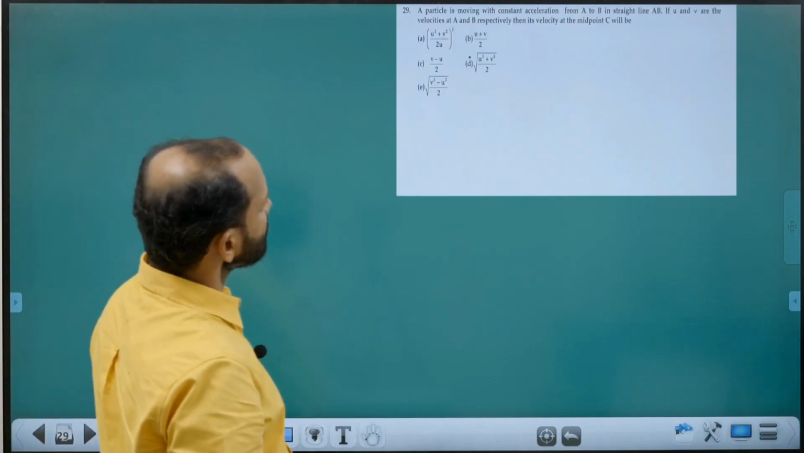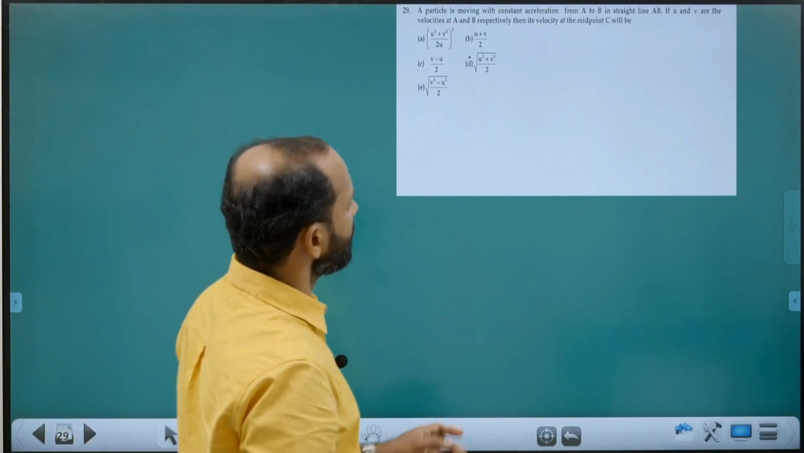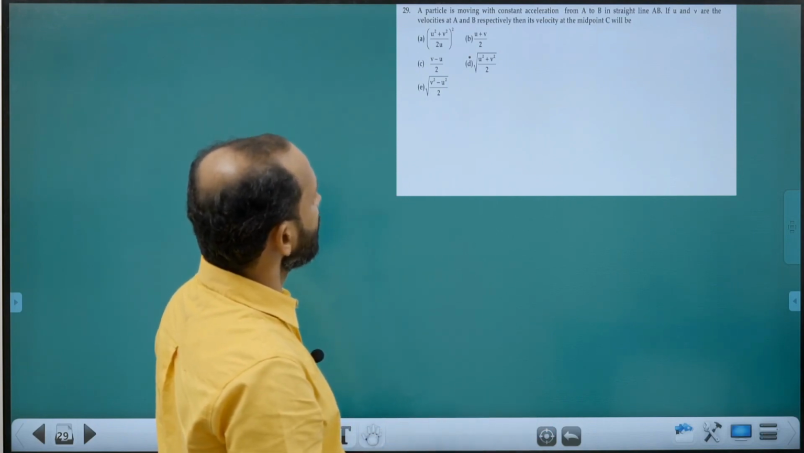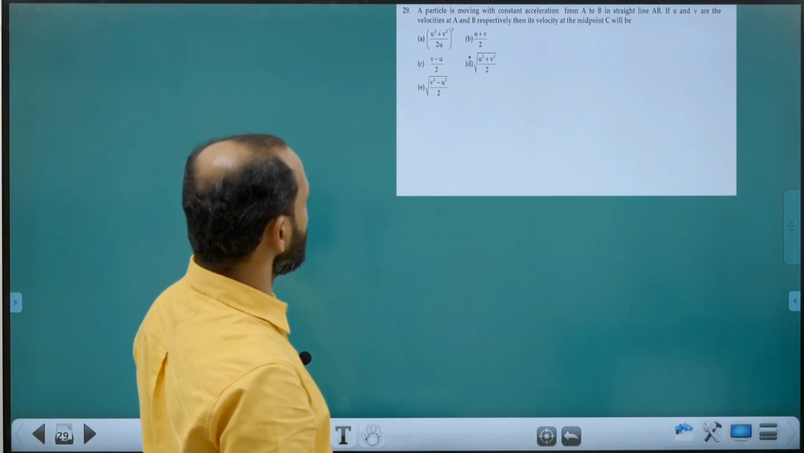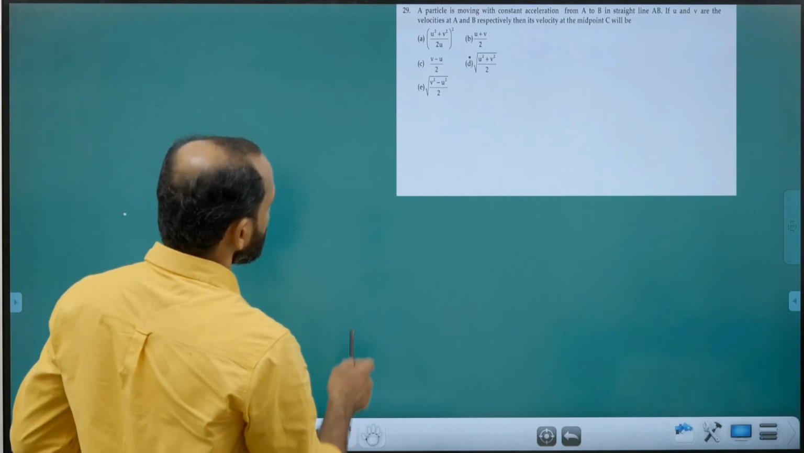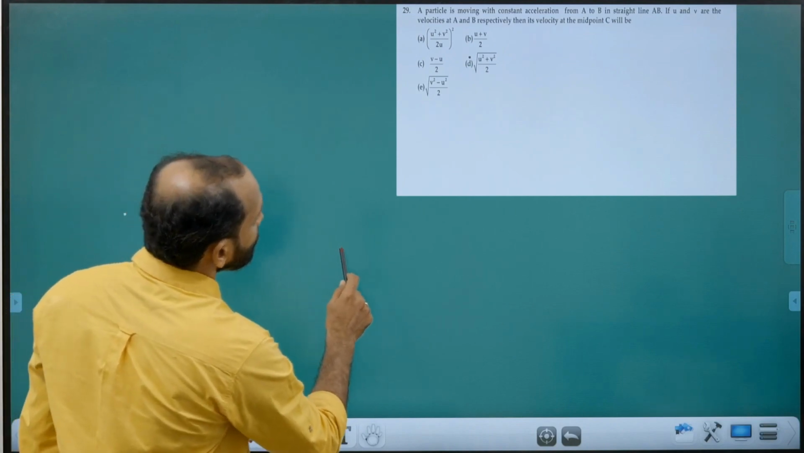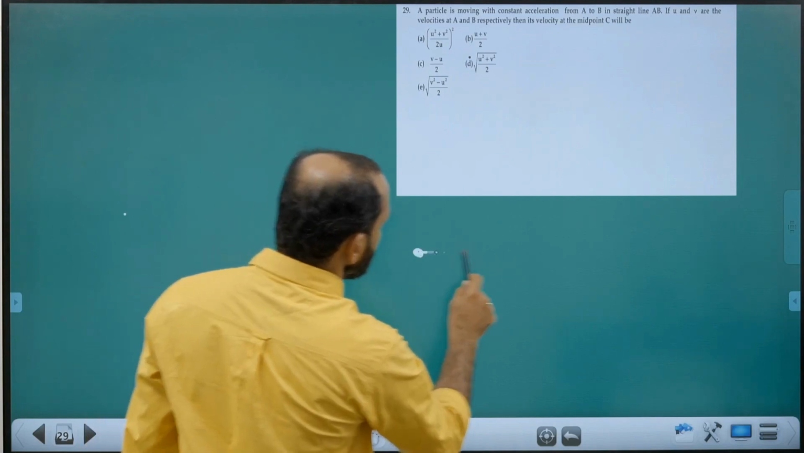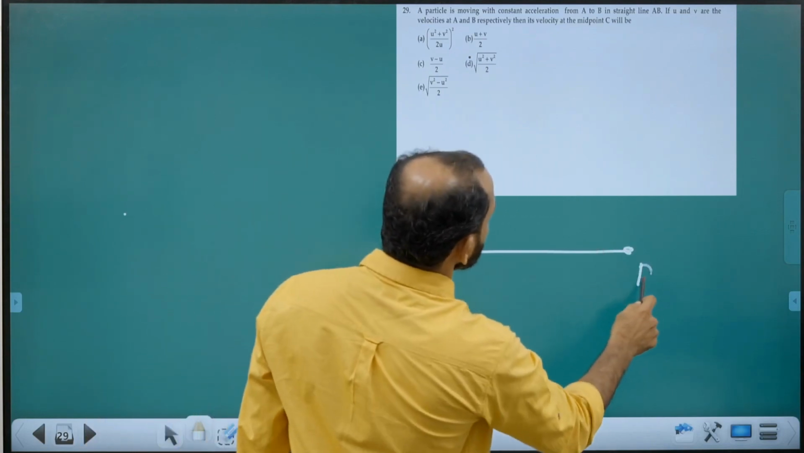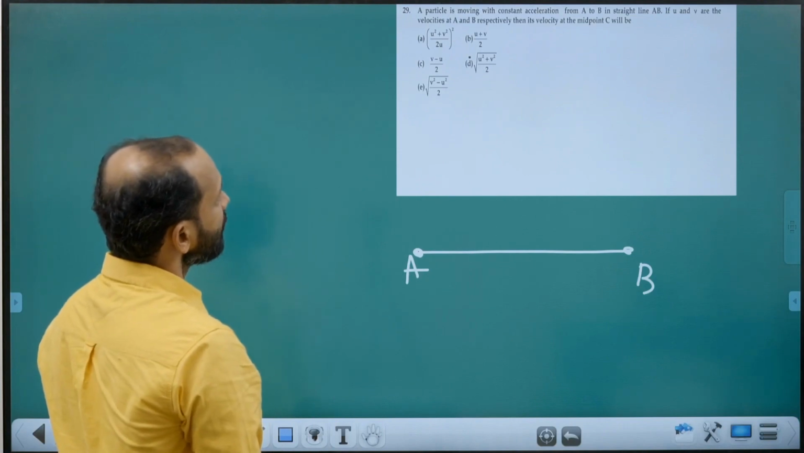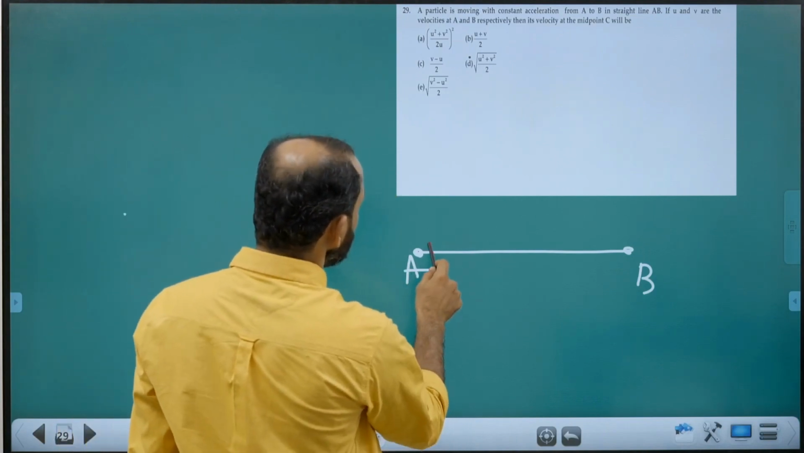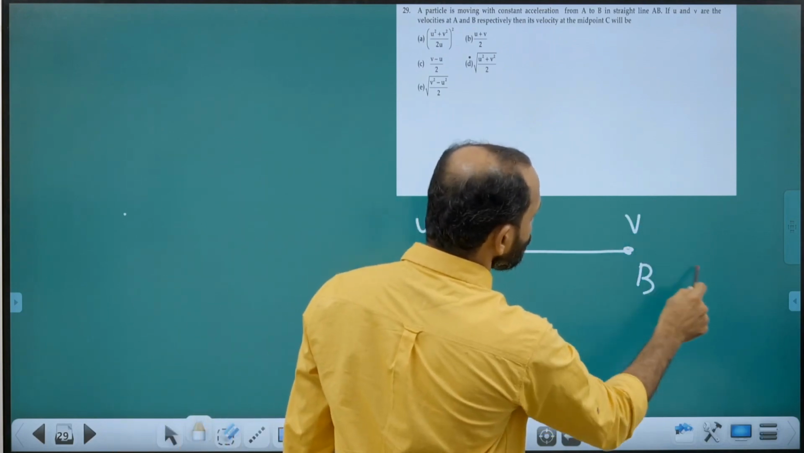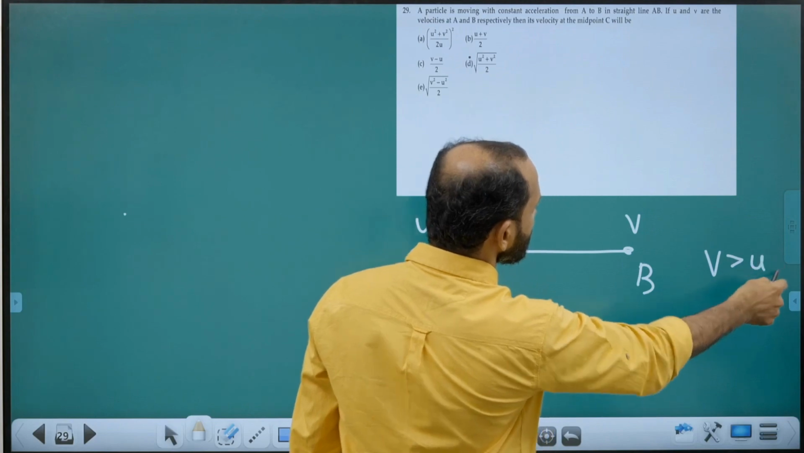29th one. A particle is moving with constant acceleration from A to B in a straight line. When U and V are the velocities at A and B respectively, what is the velocity at the midpoint? It's a very popular and conventional repeated question. Suppose a particle is moving with constant acceleration from A to B in a straight line. A and B are these points. U and V are the velocities at A and B. When the particle reaches A, its velocity is U. When it reaches B, the velocity is V. As it is accelerating, we know V is greater than U.